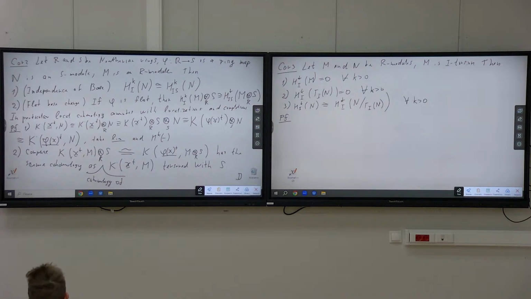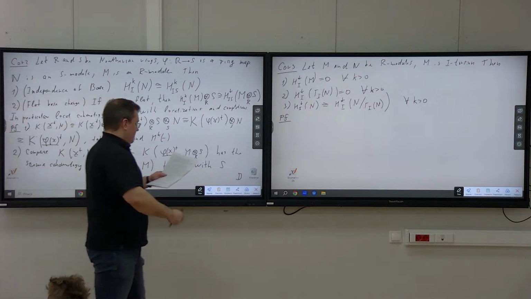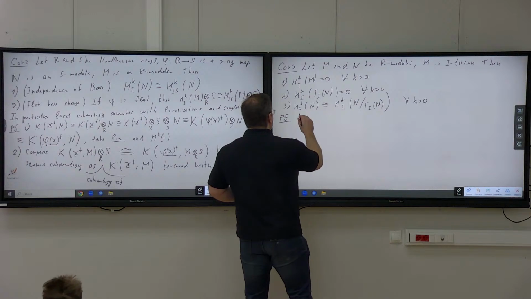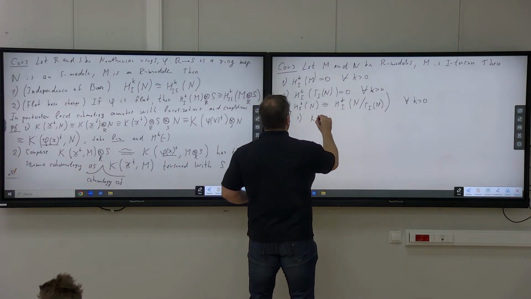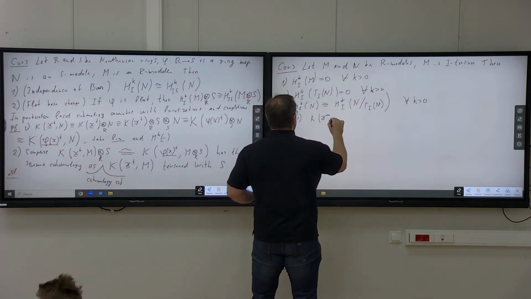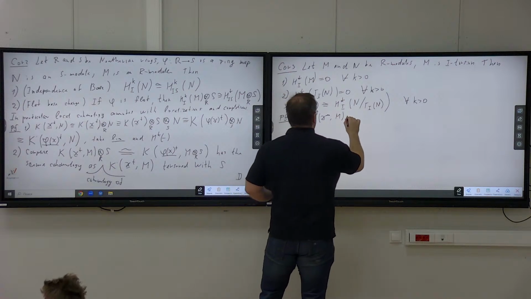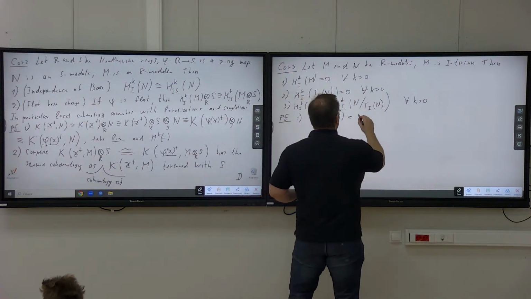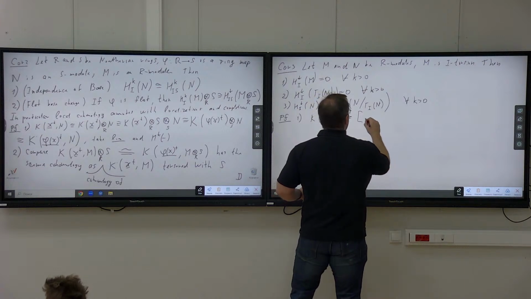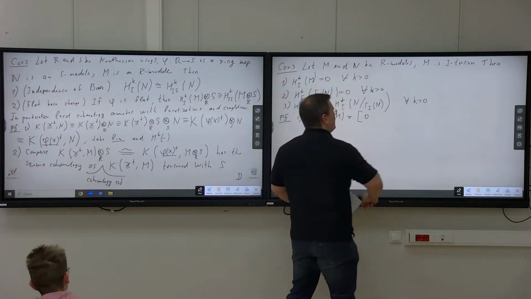No, that's the right idea. You can use this stabilized Koszul complex to compute the cohomology. Well, let me give you the main claim. So to prove one, I claim that if you look at the stabilized Koszul complex, then this will be a very simple complex. Do you see what it will be?